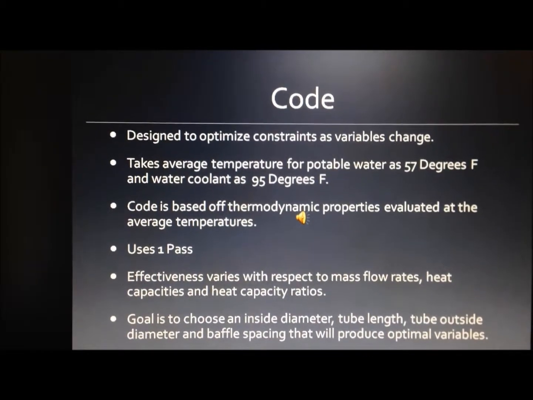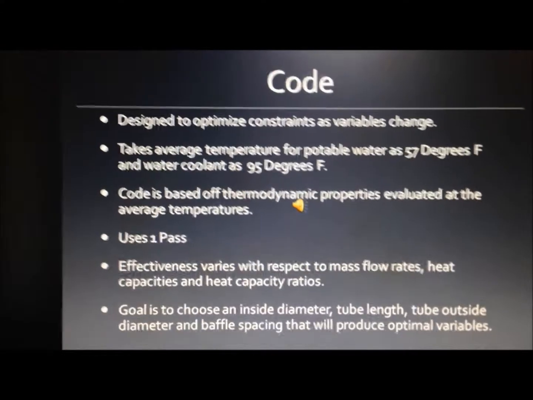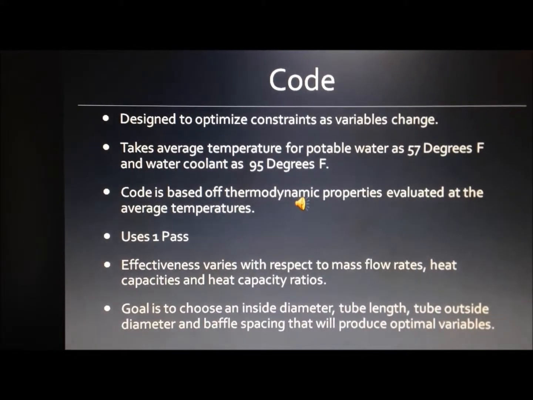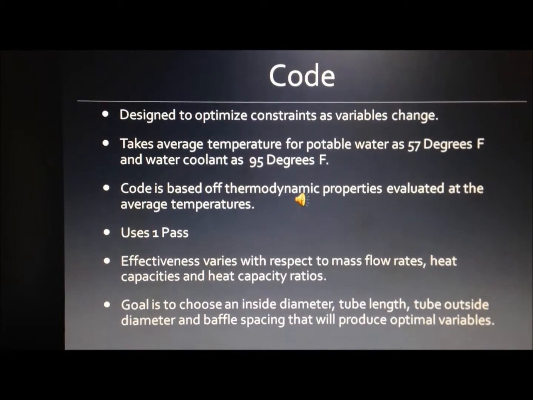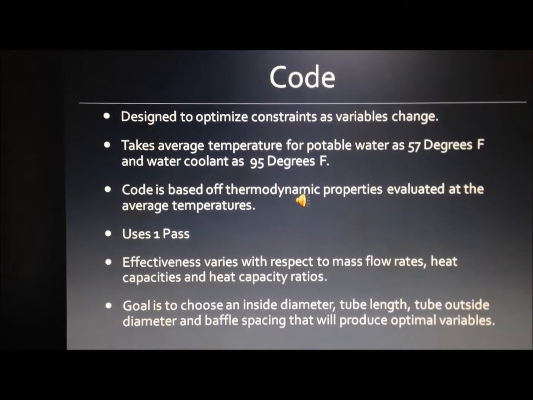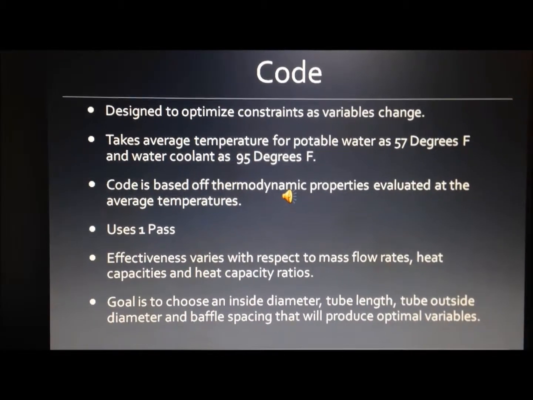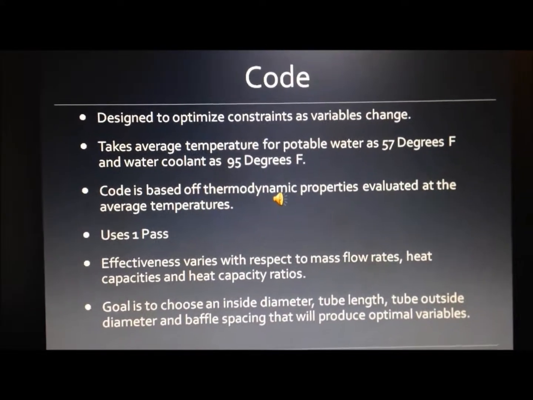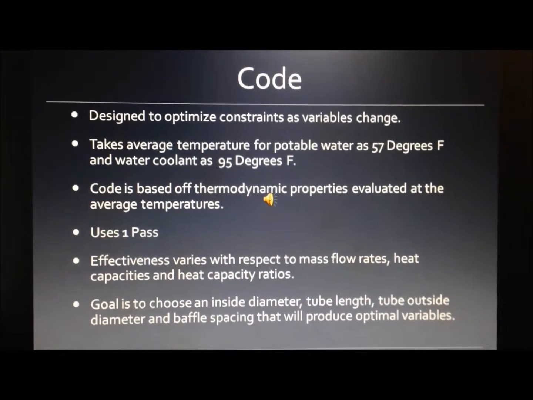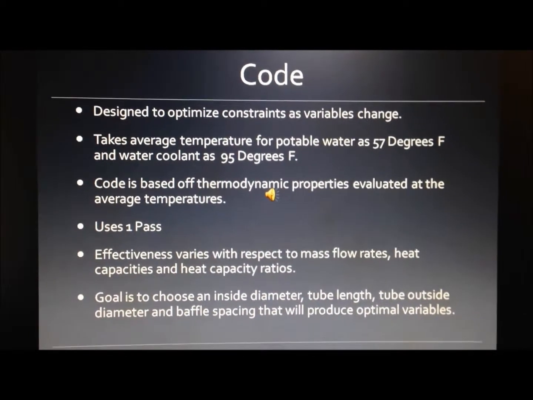The code was designed to optimize constraints as variables change. This takes the average temperature of potable water as 57 degrees Fahrenheit and water coolant as 95 degrees Fahrenheit. Code is based off thermodynamic properties which are evaluated at the average temperatures. This code uses one pass for the heat exchanger tubes. Effectiveness varies with respect to mass flow rates, heat capacities, and heat capacity ratios.